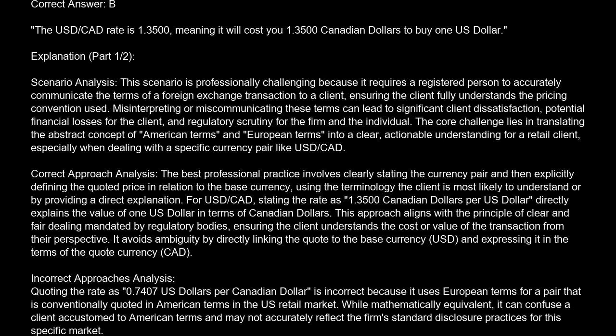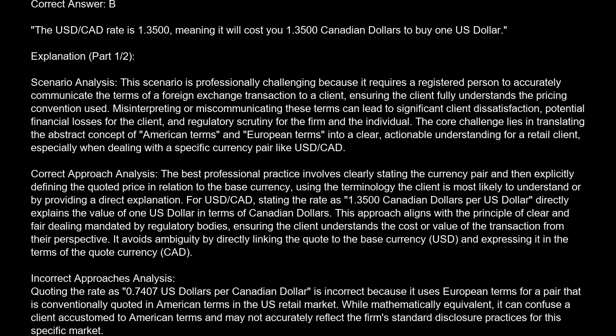Explanation. Scenario analysis. This scenario is professionally challenging because it requires a registered person to accurately communicate the terms of a foreign exchange transaction to a client, ensuring the client fully understands the pricing convention used. Misinterpreting or miscommunicating these terms can lead to significant client dissatisfaction, potential financial losses for the client, and regulatory scrutiny for the firm and the individual. The core challenge lies in translating the abstract concept of American terms and European terms into a clear, actionable understanding for a retail client, especially when dealing with a specific currency pair like USD/CAD.